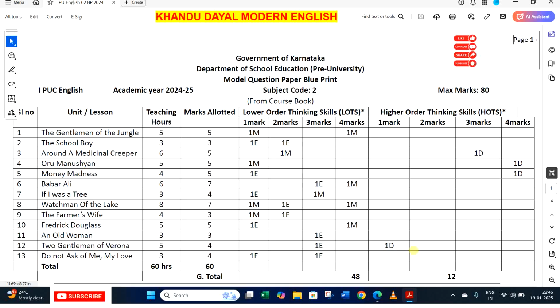Dear students, in this video I'm going to talk about the blueprint for PUC first year English subject. This year there are certain changes which have been incorporated in the English question paper, and here in front of us we have the blueprint of the model question paper for PUC first year English, which has been provided by the Government of Karnataka, Department of School Education, Pre-University.